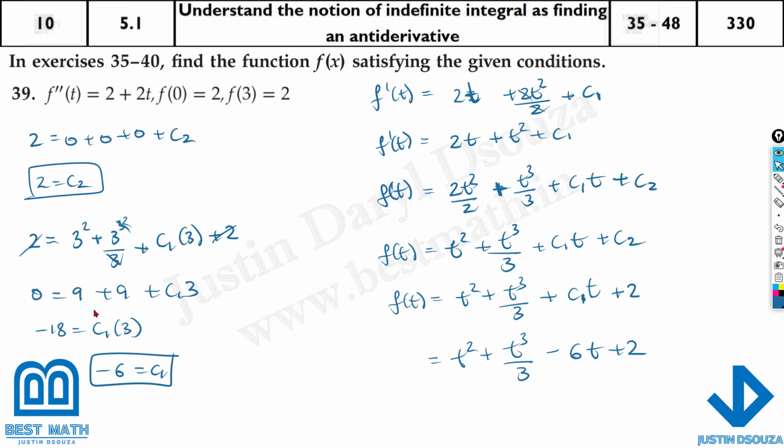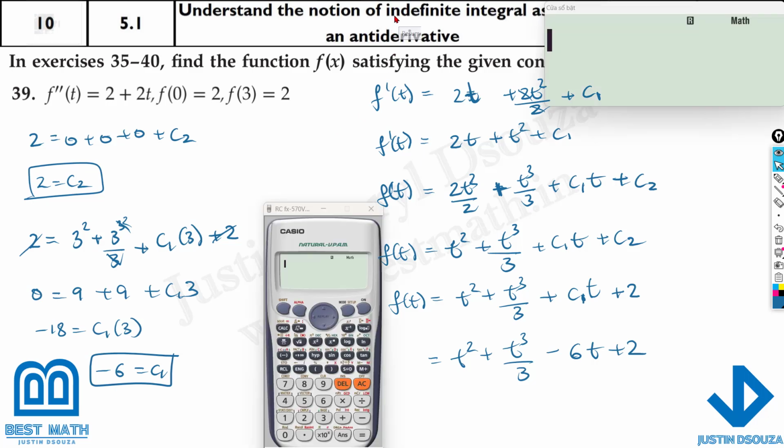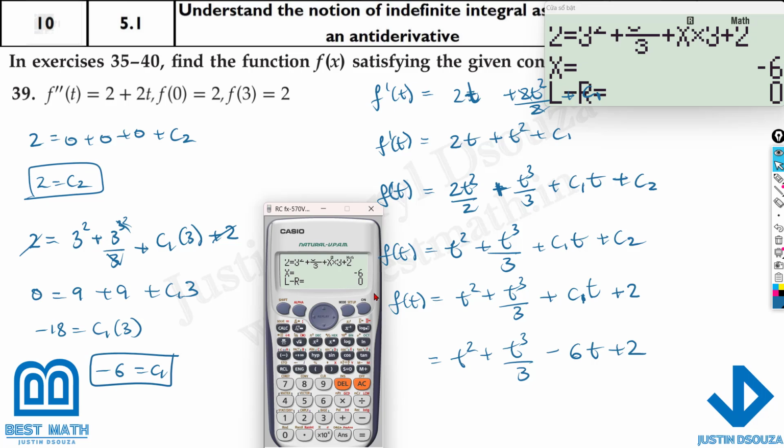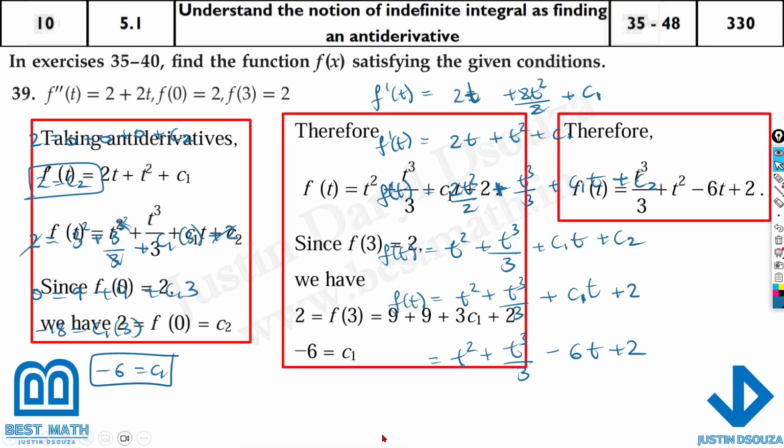Now here I'll show you in the calculator how we can solve this directly. Here we can just type it out entirely. 2 equals 3 squared plus 3 cubed, 3 to the power 3, and over here use the fraction symbol, divided by 3, plus this unknown variable x, that's C1, multiplied by 3 plus 2. Press shift and solve, and then press equal to, your answer is minus 6. So that is how we solve it. The final answer you can see.